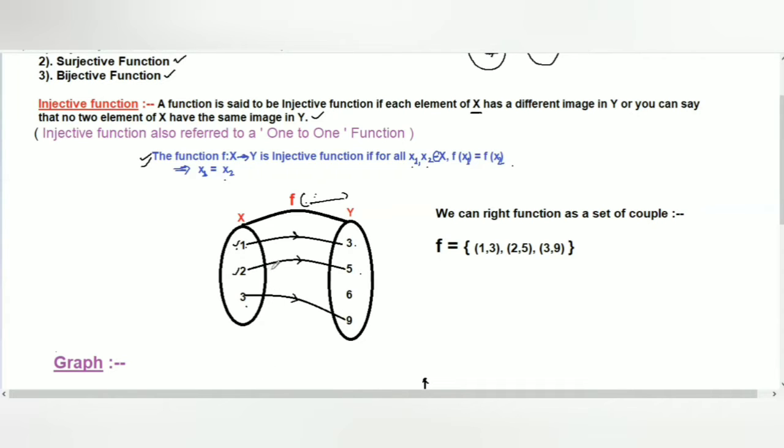So here every element of y has only one arrow arriving at it. You can see only one arrow arriving. It means no element of y has more than one arrow arriving at it. So this is an injective function.